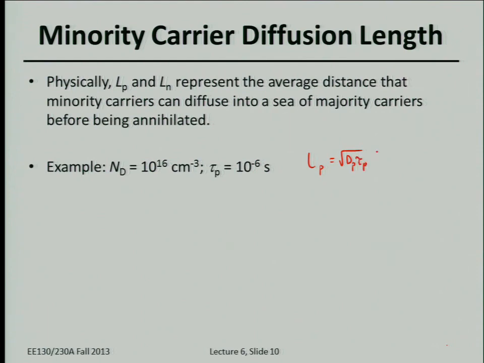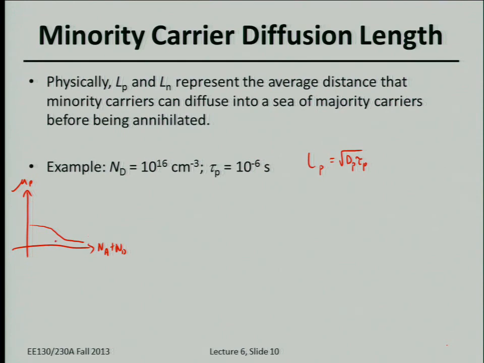We already have tau_p. So what do we need? We need D sub p. How do we find D sub p? Einstein relation. D over mu is kT over q. Great. So remember that nice plot in a previous lecture where we had mobility of electrons and holes as a function of Na plus Nd? For holes, it's lower, something like this. Remember, it flattens out due to screening, and for electrons, it's higher.